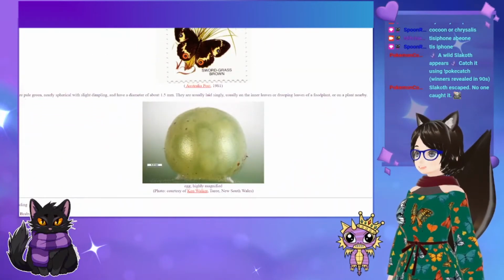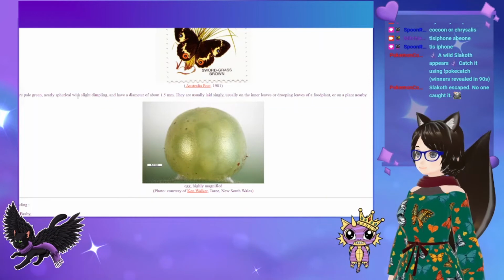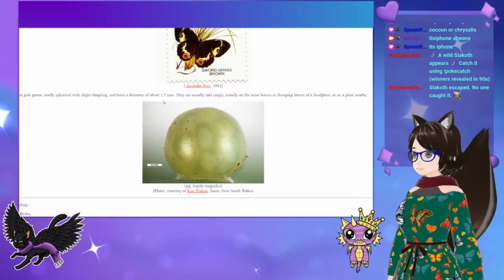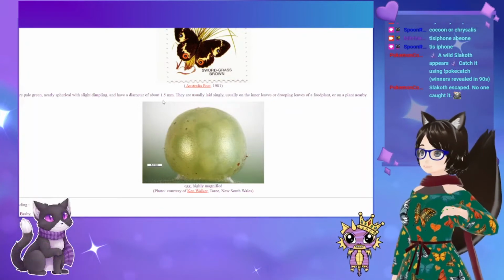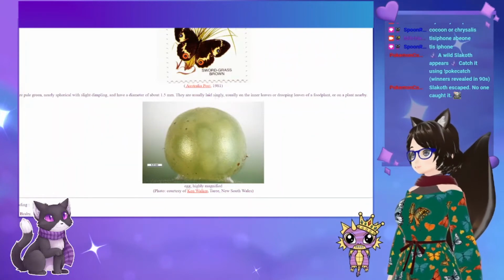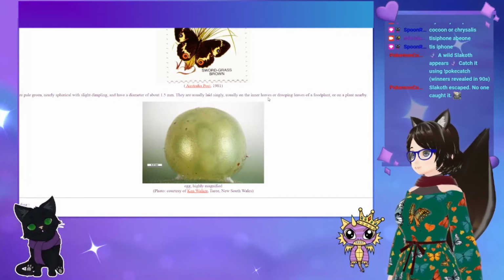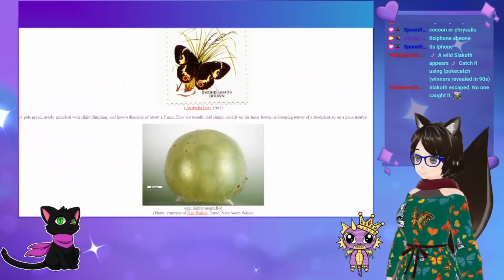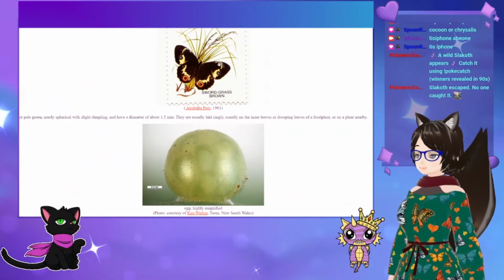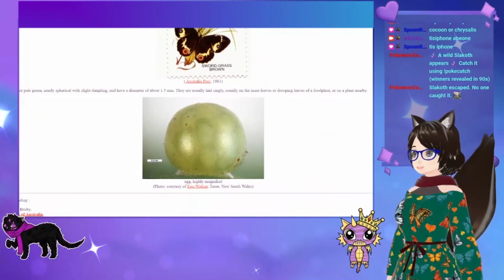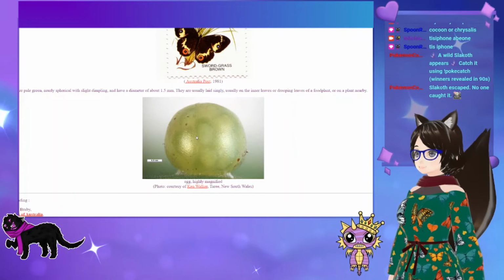And the eggs are pale green, nearly spherical, with light dimpling, and have a diameter of 1.5 millimeters. Yes. Nearly every butterfly egg looks like this. They are usually laid singly, usually on the inner leaves or drooping leaves of a food plant or on a plant nearby. Yeah, because last week I had to organize data pertaining to a bunch of eggs, and a lot of them looked like this. Yeah, we're basically not going to know the species until they hatch.